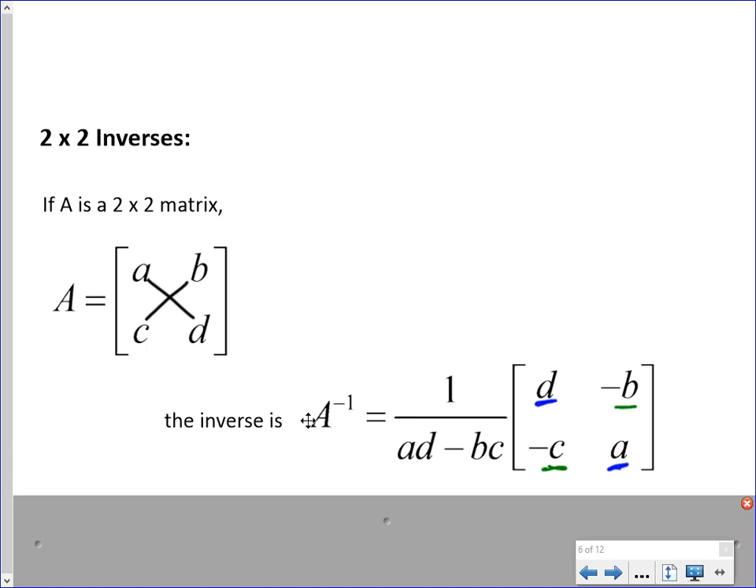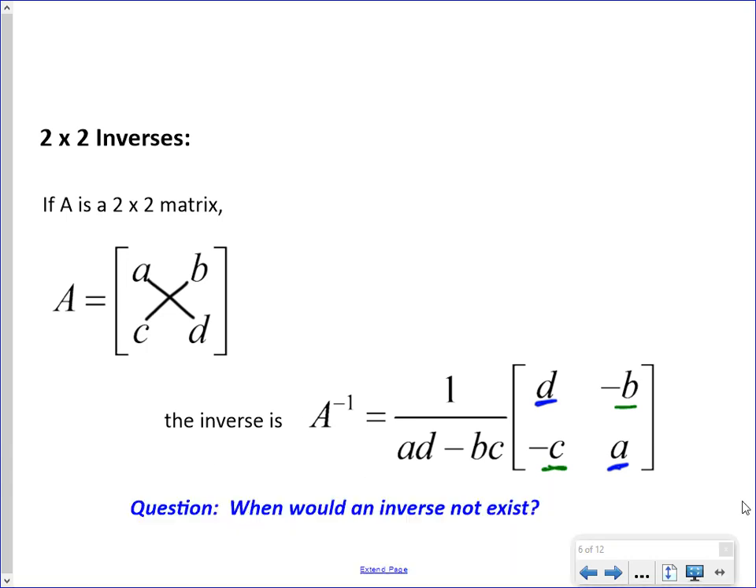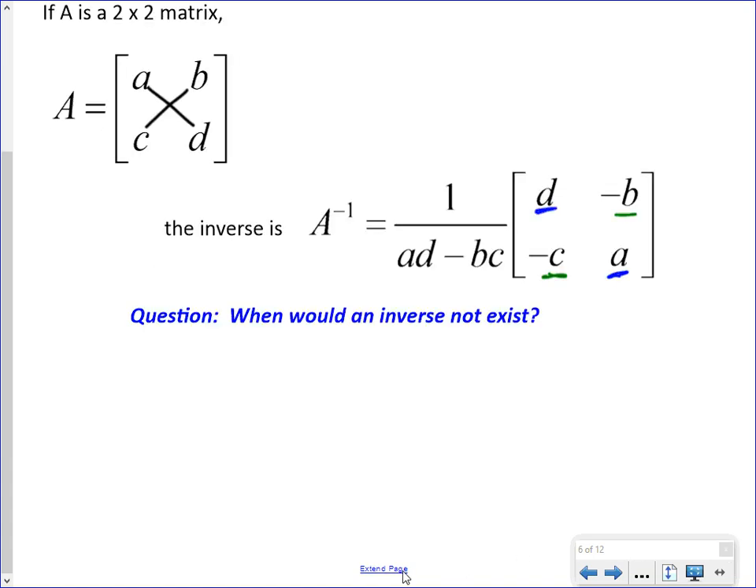Before we do an example with that, I want you to have a quick discussion with your small groups. Besides a non-square matrix, because inverse matrices only exist for square matrices, based on this formula that you have in your notes now, when would an inverse not exist and why? Brainstorm with your group. What part of that formula would have an inverse that doesn't exist and why?